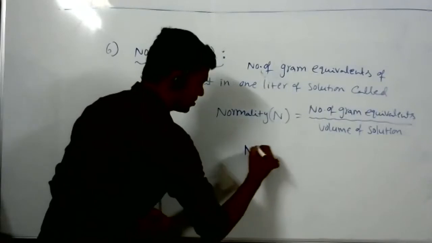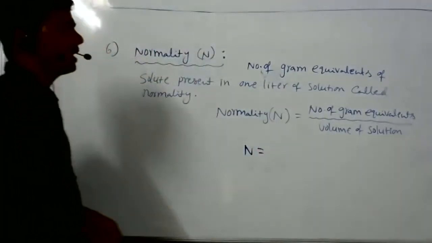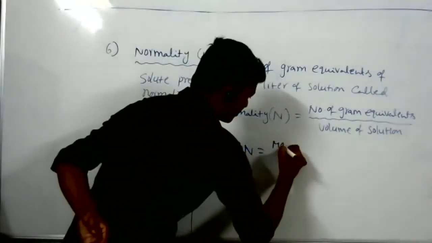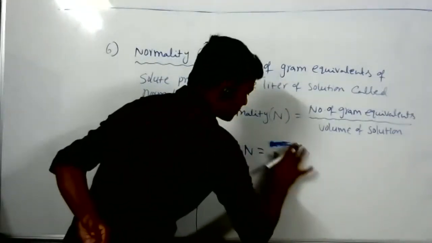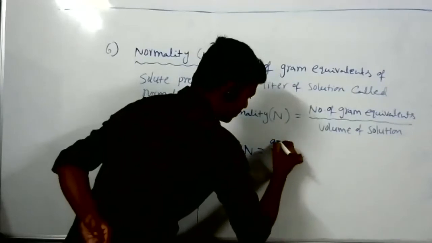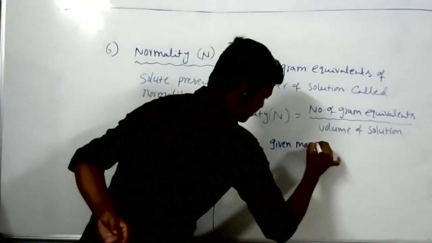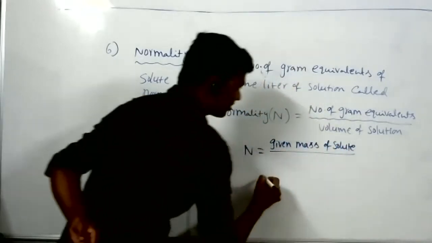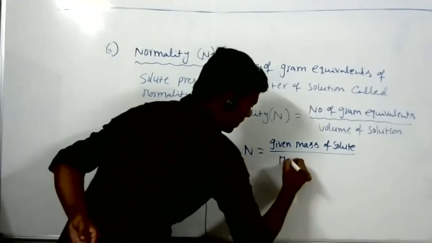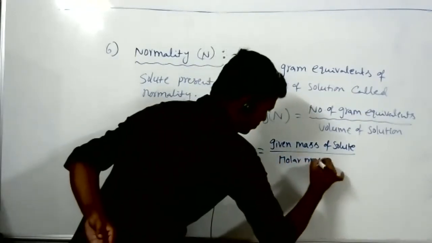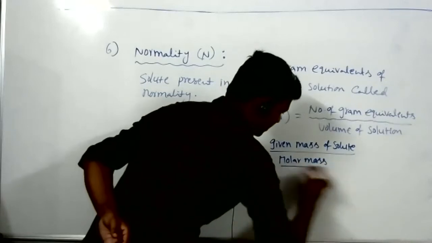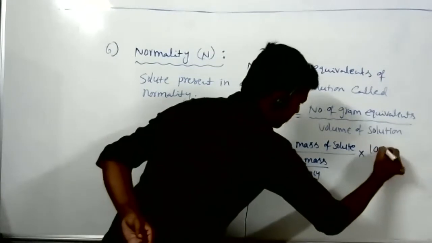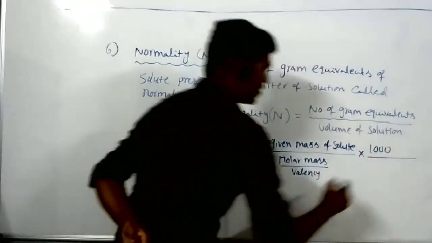Formula: normality N is equal to, see how to calculate the number of gram equivalents. Given mass of solute divided by molar mass by valency, into 1000 by volume of solution in ml.